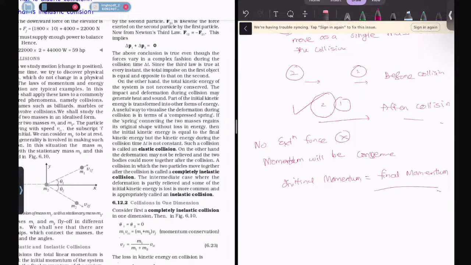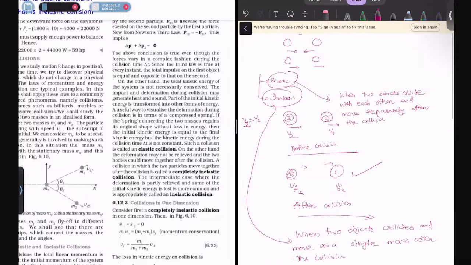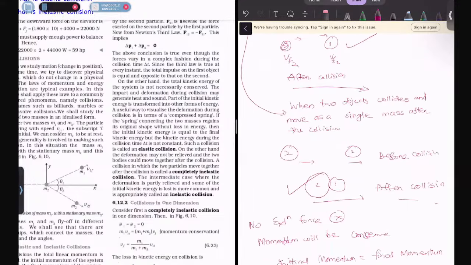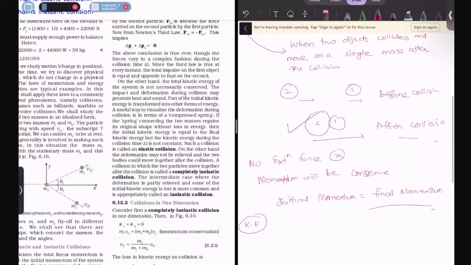Okay. And what is happening to the kinetic energy, guys? What is happening to the kinetic energy? So in the first case, elastic collision, it's a perfect collision. Here, no energy loss is there. All the kinetic energy is just being converted into kinetic energy. No energy is being converted to any other forms of energy.